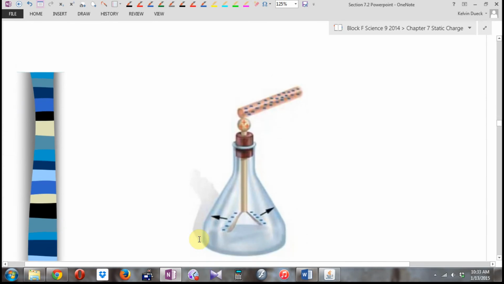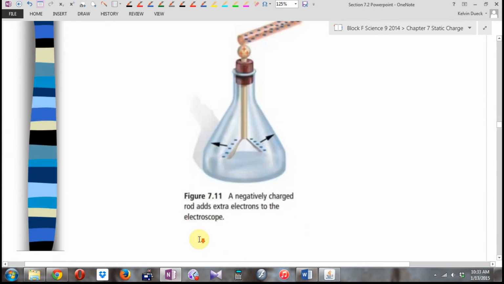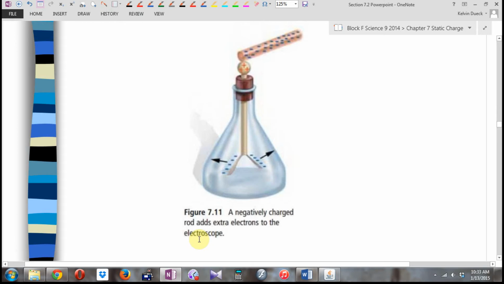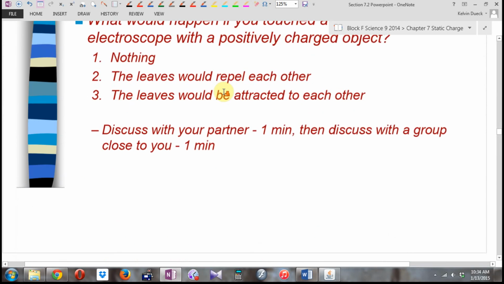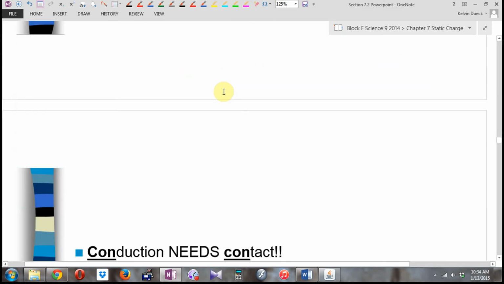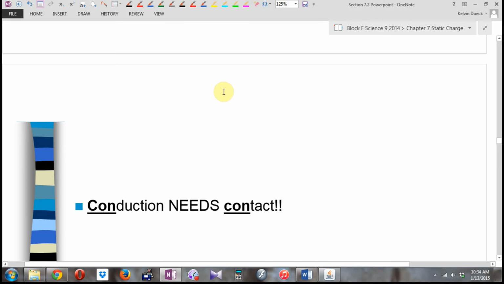There's a lovely picture. And we have physical contact right there. That's conduction. Conduction needs contact. Hey, you know what? That's so good that I should probably have that in the notes. Oh yeah, there it is. Conduction. Contact.